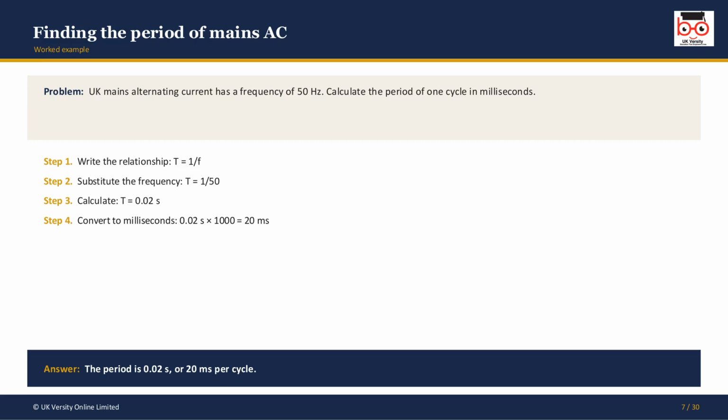Let's calculate the period of UK mains, which runs at 50 Hz. The period equals 1 over the frequency, so that's 1 divided by 50, which comes to 0.02 seconds. Converting to milliseconds, we multiply by 1,000, giving 20 milliseconds per cycle. So each complete cycle of the mains takes just 20 milliseconds.